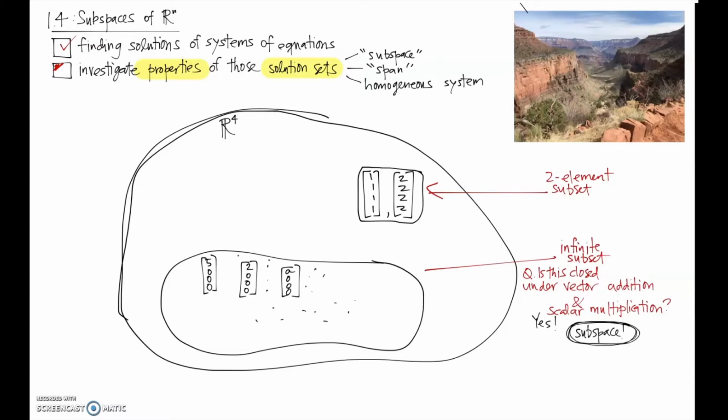In contrast, let's think about this little 2-element set. What if I add this vector to this vector? 1, 1, 1, 1 plus 2, 2, 2, 2. Then I get something that's actually outside of the set. I would get 3, 3, 3, 3, which is not part of this subset. So this guy here, it's a subset, but it's not a subspace because it's not closed under vector addition.